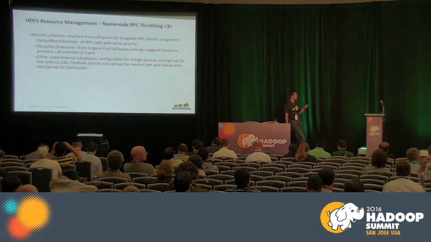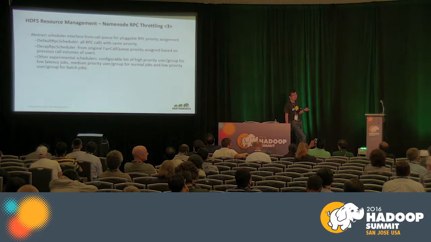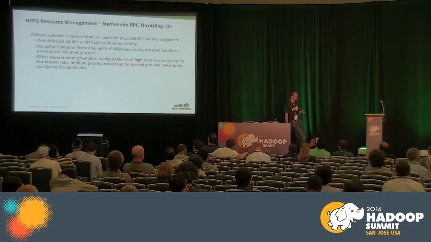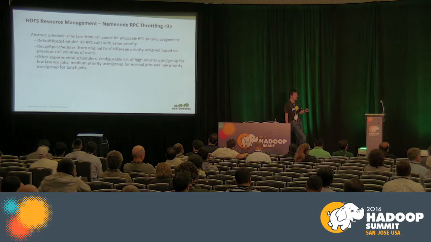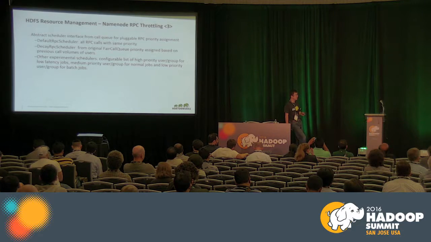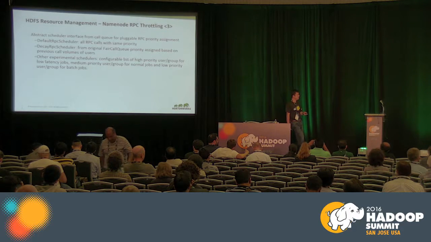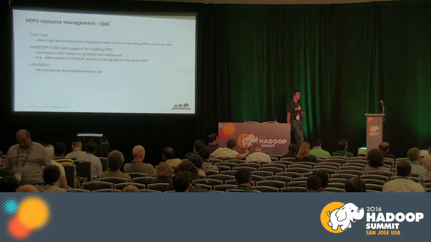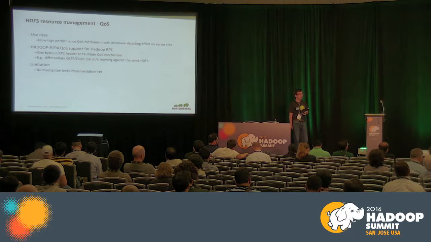So, for example, without the fair call queue, you can basically use the default RPC scheduler, which assigns the same priority for all the calls. You can also use the decayed RPC scheduler as part of the fair call queue, which assigns the priority based on the previous call volumes of different users. And you can also have some experimental schedulers, such as a configurable list of users that will always be assigned high priority, another list of users assigned medium priority, and others low priority, for example for batch jobs.